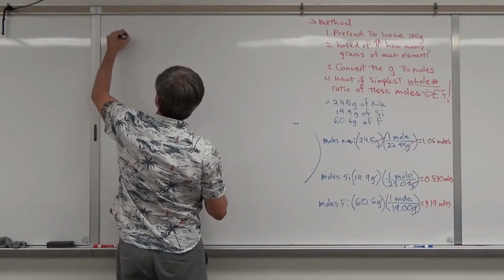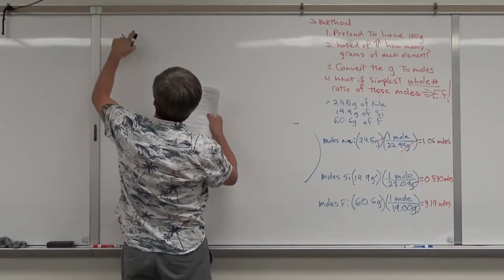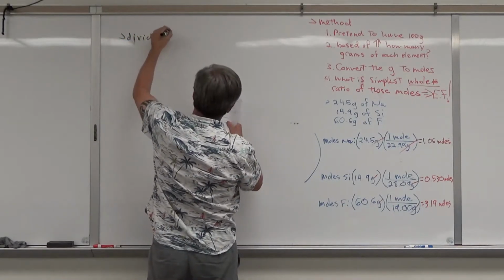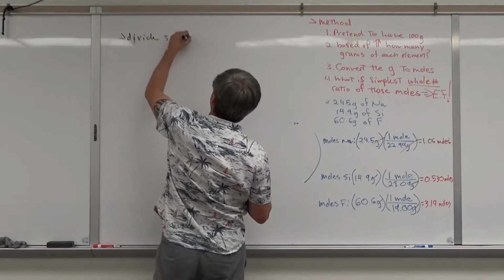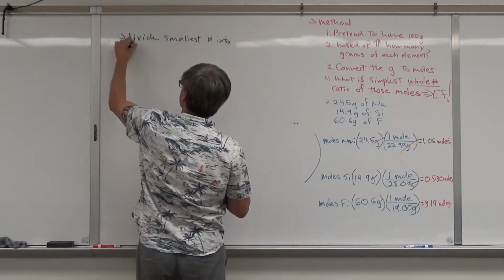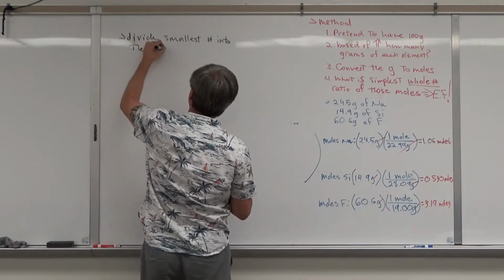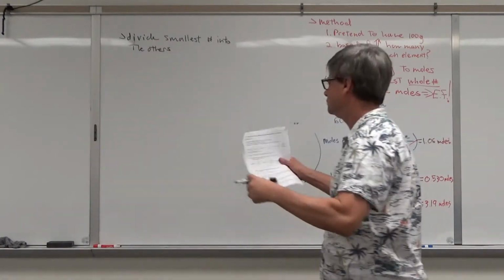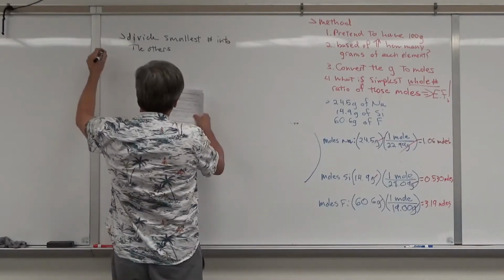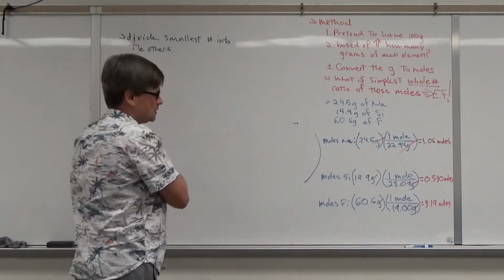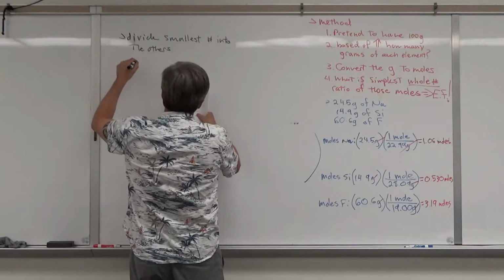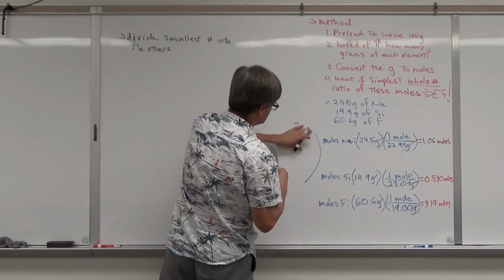So our next step is to divide the smallest number into the others. That's a little vague, but given this context, you know what I mean. Okay. All right, so the smallest is the silicon. Okay, so we can figure out sort of how silicon relates to the other two.